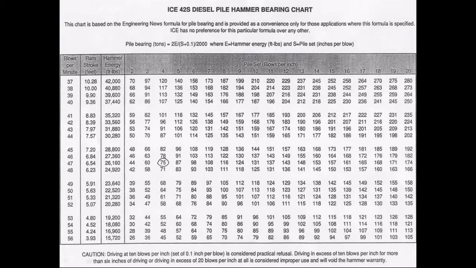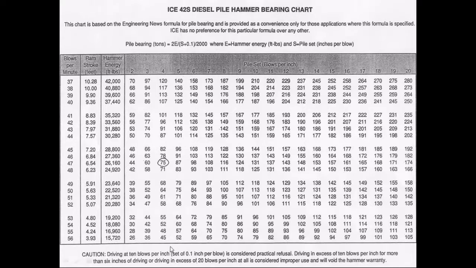So in the field, if the inspector was observing the hammer operating at 47 blows per minute, which is a stroke of 6.5 feet, which can be visually observed in the field with a diesel hammer, and if the inspector was observing a pile set of 4 blows an inch, that pile would have an estimated capacity of 75 tons.